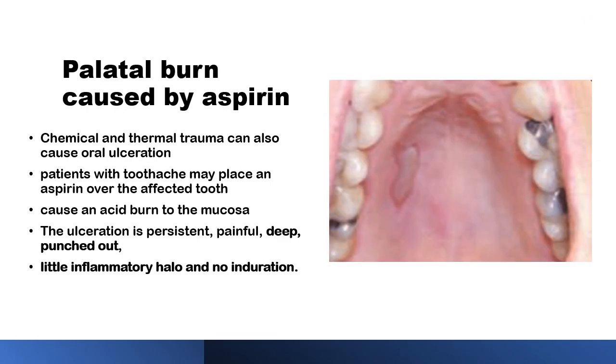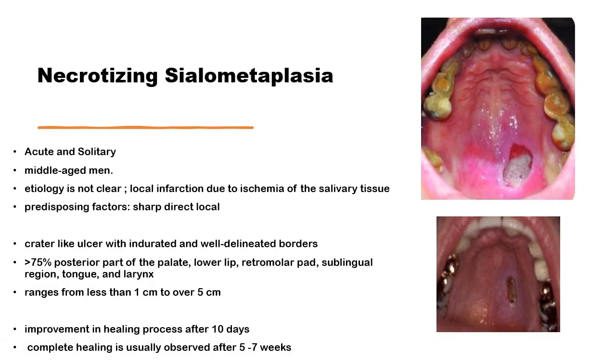Chemical and thermal trauma can also cause oral ulceration. The habit of placing an aspirin pill over a painful tooth can cause an acid burn to the mucosa. The ulcer will be painful, it will be deep and punched out with little inflammatory halo or reaction and no induration. The second cause for acute and solitary oral ulcers is necrotizing sialometaplasia.